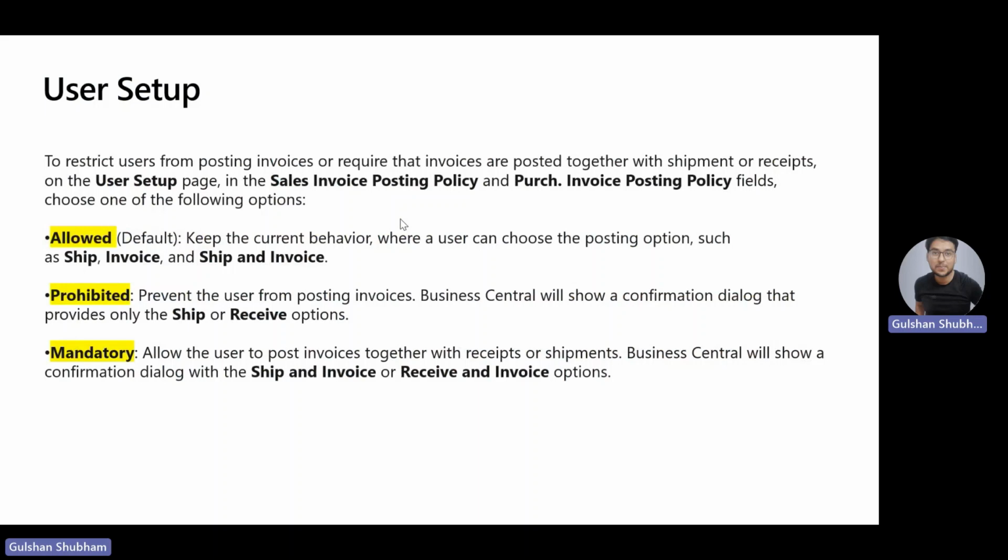Design-wise, they have replaced the prompt box in which we get three options, like receive, invoice, and receive and invoice. If you have kept it as mandatory, you will not see this box. You will just see whether you want to post the sales invoice and receipts or shipments together. If you have kept it prohibited, it will just ask, do you want to post the receipt or shipment? That's it. Now we will see it in the demo.